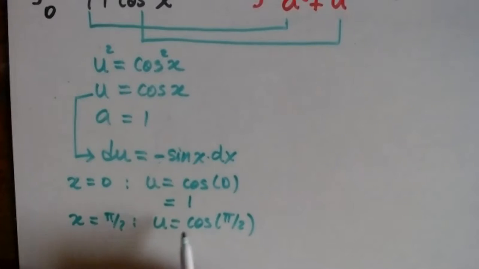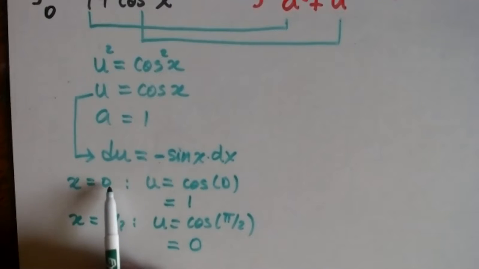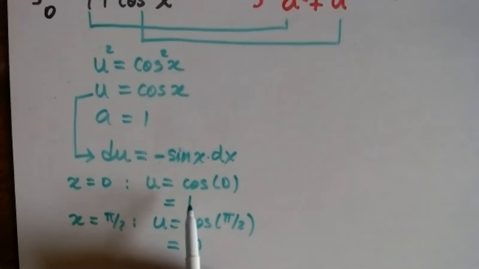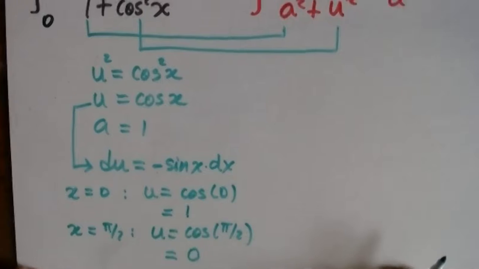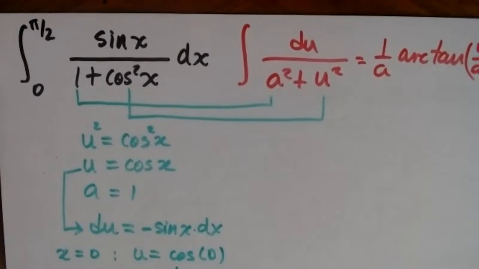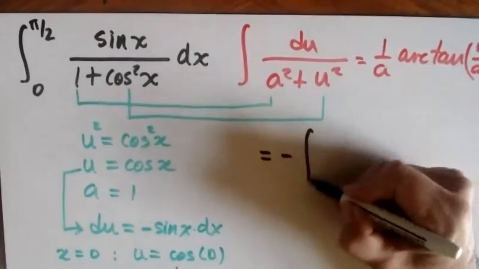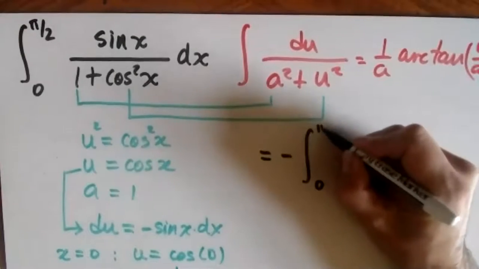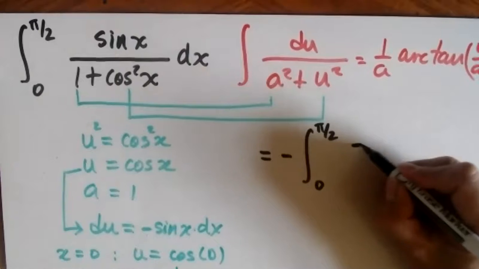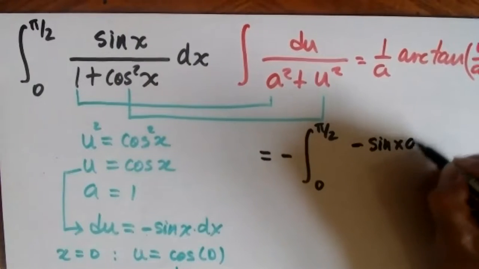So what is cosine of pi over 2? Well, you remember your trigonometry, that's a 0. Okay, so this limit 0, pi over 2 changes from 1 through 0. So I have to be aware of it. So let me just write my integral properly. So this is going to be negative the integral 0 to pi over 2 of negative sine x dx.